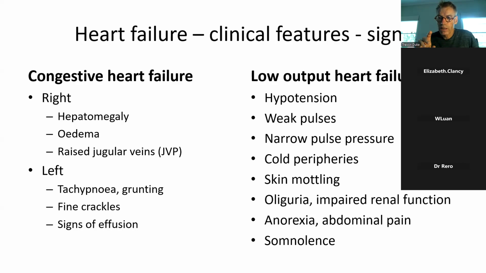So look for a narrow pulse pressure. It's quite a good sign of low output heart failure, a more advanced form of heart failure. They often have cold peripheries because of vasoconstriction. They'll have oliguria or impaired renal function. That's very common in children with severe heart failure, low output heart failure.